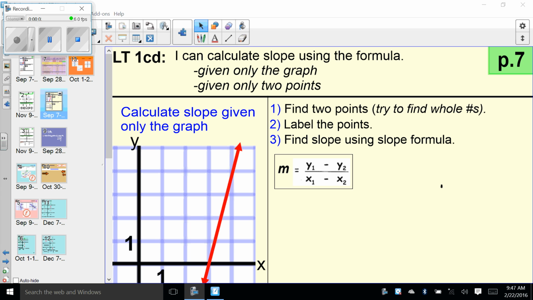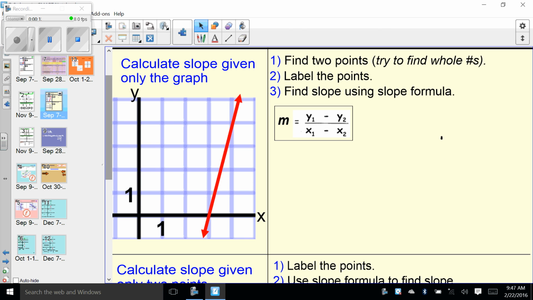Hey, 8th grade. So our learning target today is I can calculate slope using the formula given only the graph. We'll learn how to do that and given only 2 points. So we're going to talk rise, run today, and we're also going to talk about the formula y2 minus y1 divided by x2 minus x1.